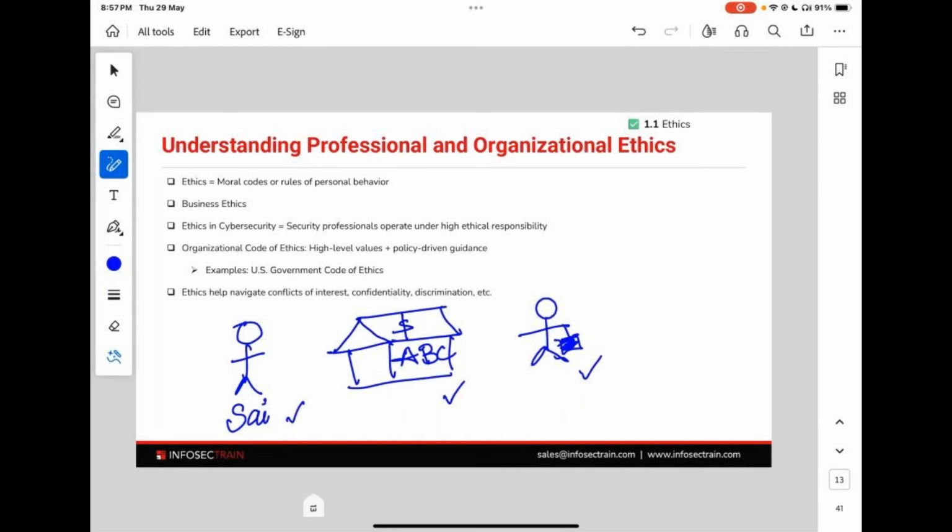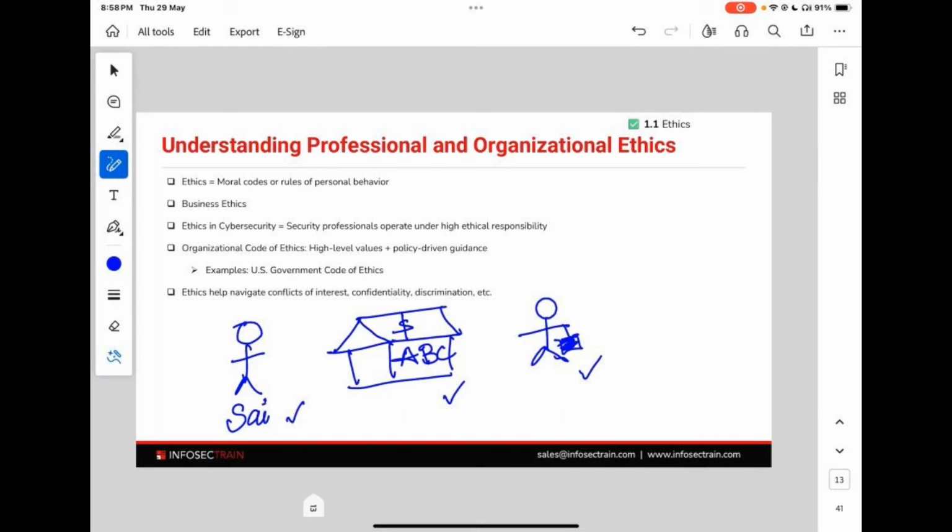Ethics are basically moral codes or rules of personal behavior. Since we all live in society, we all interact with each other, we have to follow certain rules when we interact. So Sai, who's an individual, in his everyday societal life will have to follow certain rules of personal behavior. Now, in the context of business, ethics describe how a business should govern itself to ensure its actions are appropriate and justified, right? For example, the organization cannot engage in a lot of unethical behavior either. Since the organization is also operating in a society, all of its actions will have to be appropriate and justified, right?